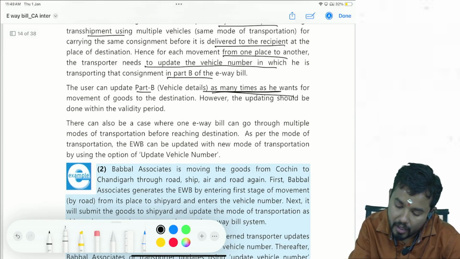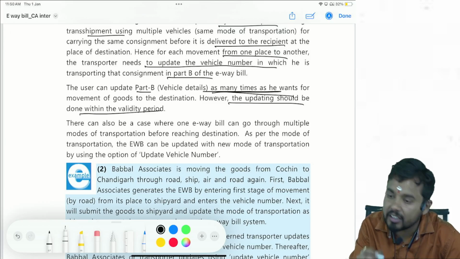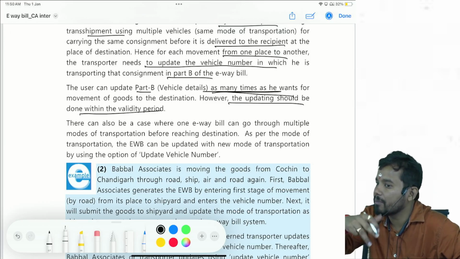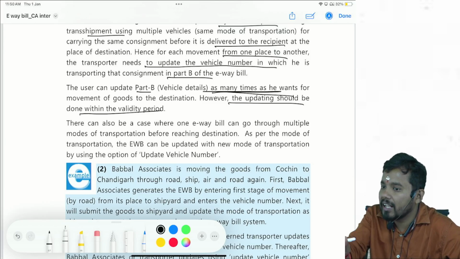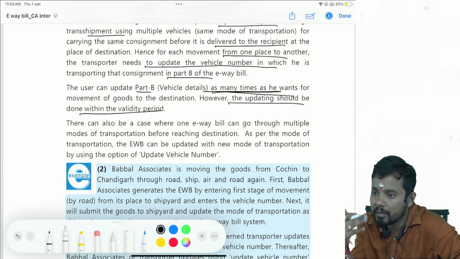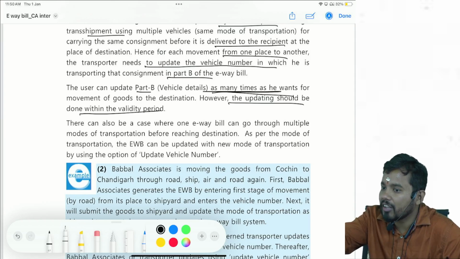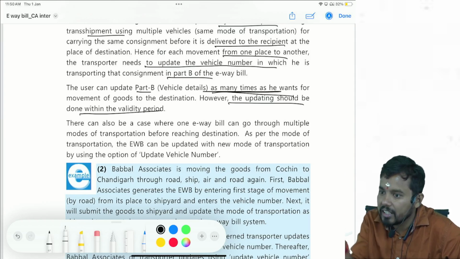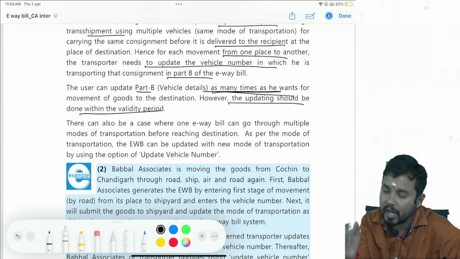Okay. However, the updating should be done within the validity period. E-way bill will have a separate validity period. Within that validity period only you have to update the vehicle number. How many times? See, there is no limit on the number of times you change, but that has to be done within the validity. Once the validity ends, you can't change it.